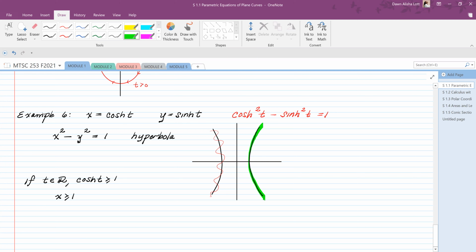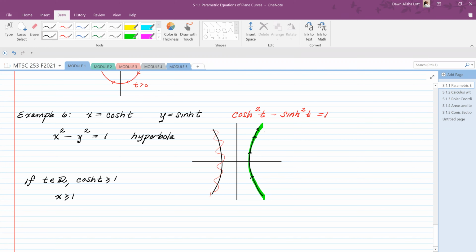Okay, now the question is, which direction does it go in? So you have to see that y is the sinh, and that increases in t. So therefore, as t increases, the sinh increases. So it is traversed in that direction. Okay.